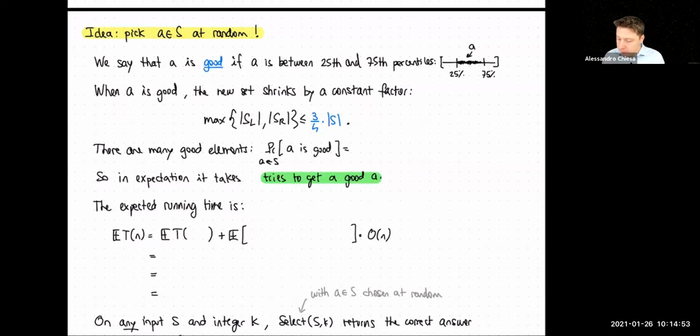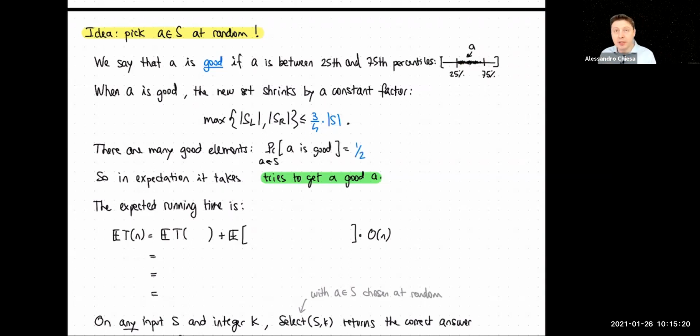Moreover, because we relaxed our notion of good to be anything in the middle half, can anybody tell me what is the probability that A is good? It's a half, right? Anytime it lands in this middle half, we call it good. It's the middle half, so that's half of the possible A's.